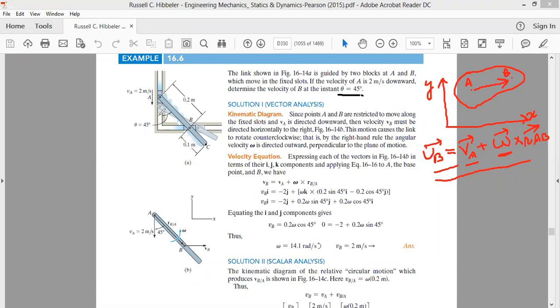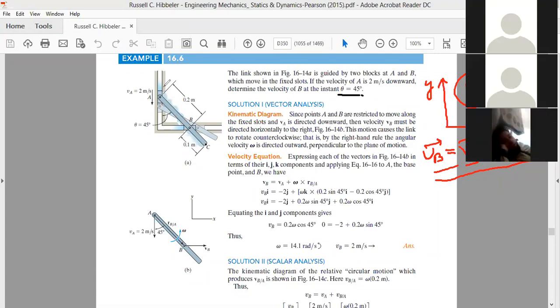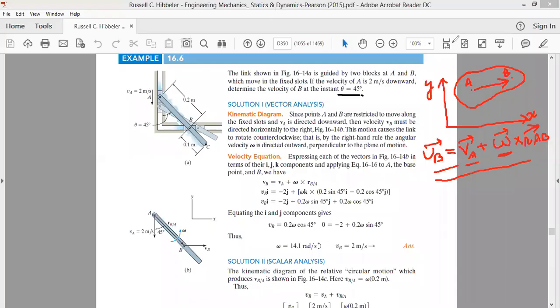We are given a mechanism composed of a link between point A and point B. Link A happens to be a slider which is sliding, and link B is also sliding. The dimensions are given to us. Now point A is moving down with velocity 2 meters per second. We have to find the velocity of point B.